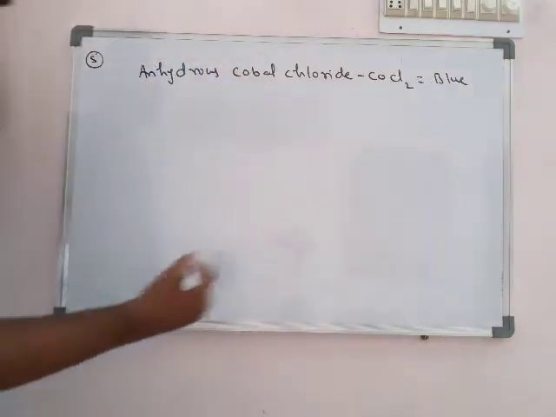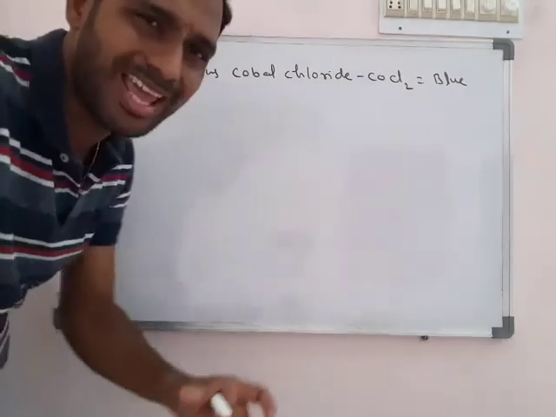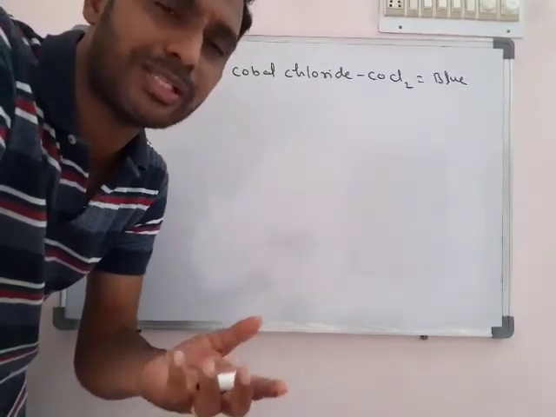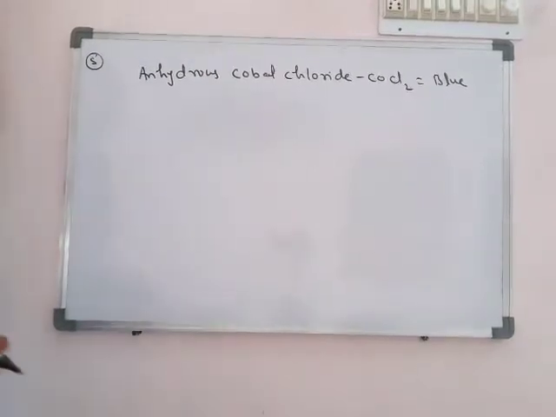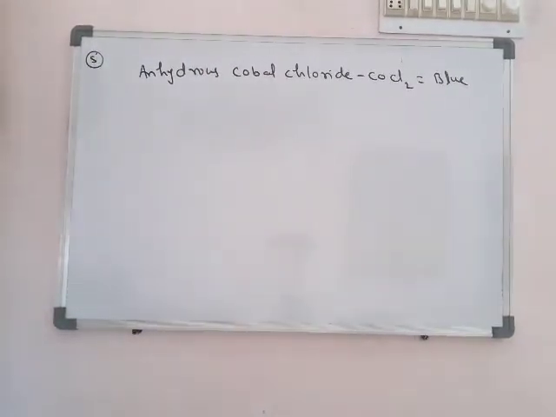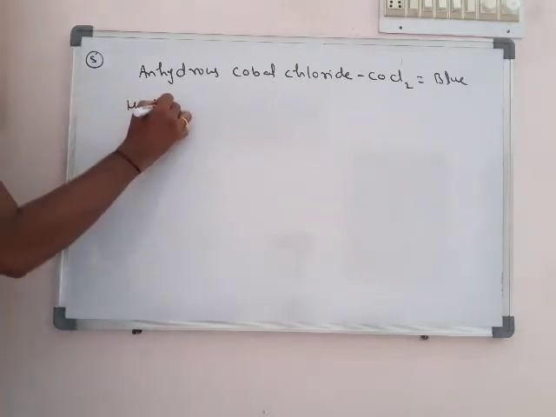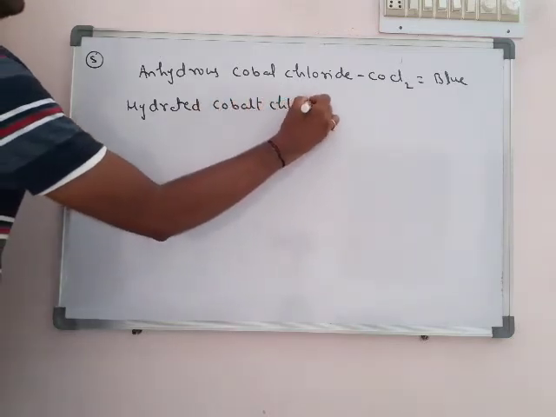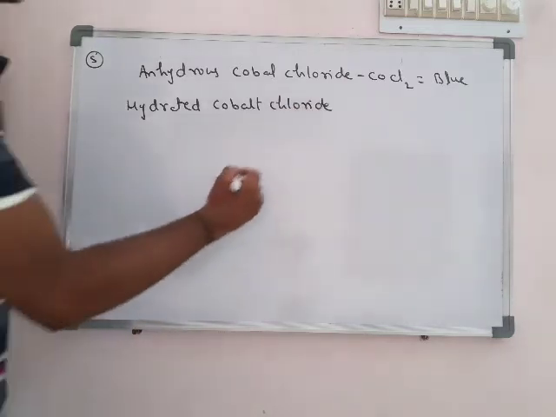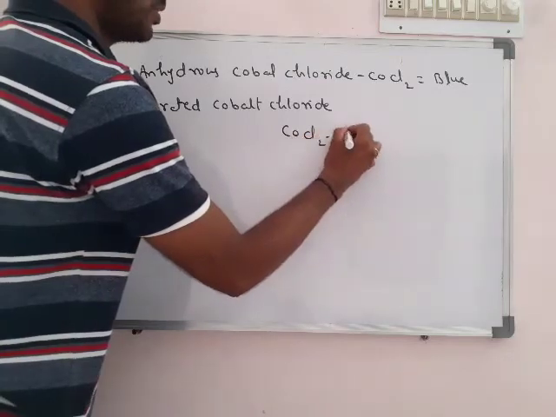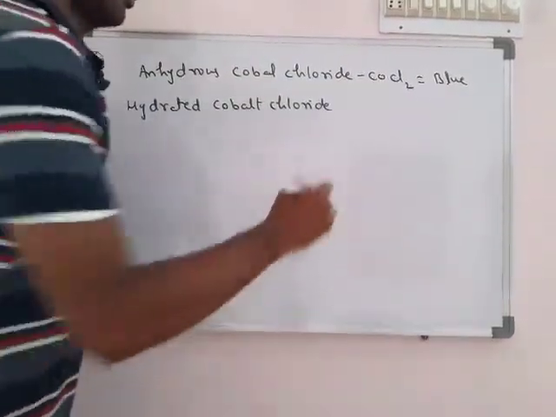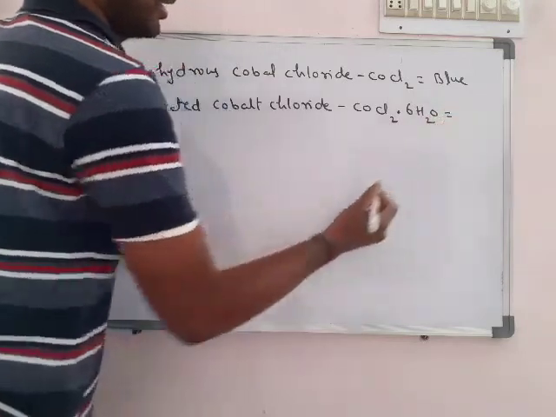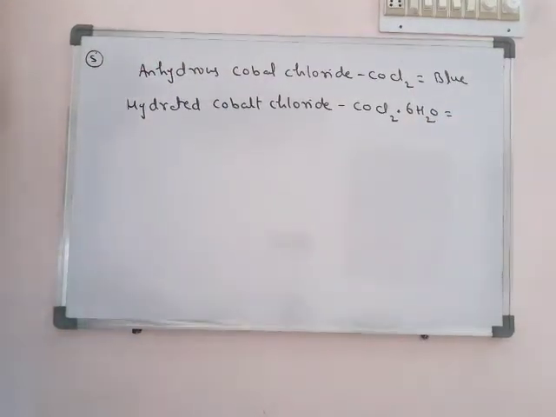Earlier we took copper sulfate: anhydrous copper sulfate is colorless at the start, then converts to blue. So each salt has its own color, depending on its nature. Anhydrous cobalt chloride is blue. Hydrated cobalt chloride, what is its formula? It is also fixed: CoCl2·6H2O. We use a simple dot, not multiplication, just a dot. It is in pink color.